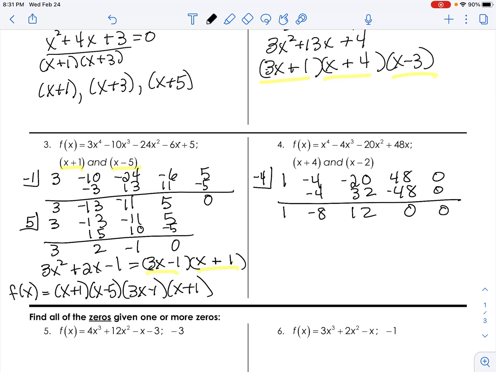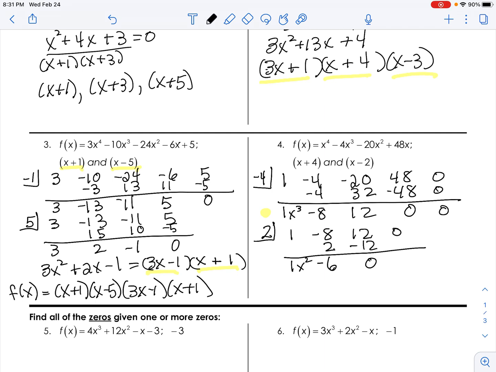Now, be careful, because this was originally a quartic polynomial, and so this line here, I'll put a yellow dot there, is cubic. Keep that in mind. The next 0 that you're going to put in the house is 2. That's going to be 1, negative 8, so x cubed, x squared, x, and then again 0. Bring down the 1. 1 times 2 is 2, negative 6, negative 12, 0.